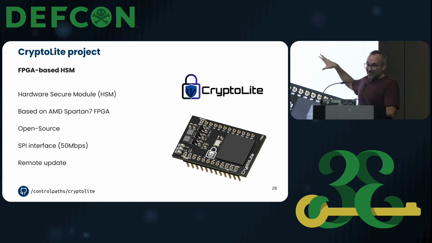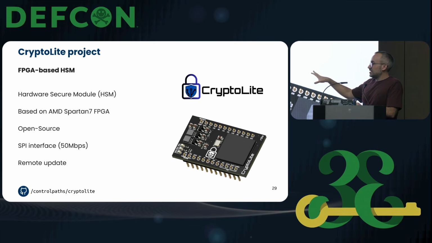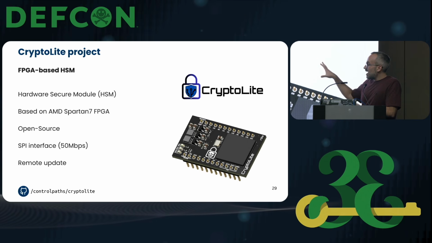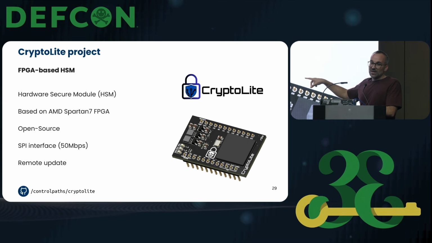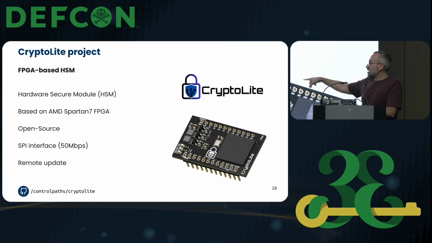To test this, I created this project. I am not trying to sell you anything. This is an open source project, and it is a hardware secure module based on the AMD Spartan 7 FPGA. As I said, it is open source, and it replaces the traditional I2C interface with an SPI interface, which can reach speeds up to 50 megabits per second.